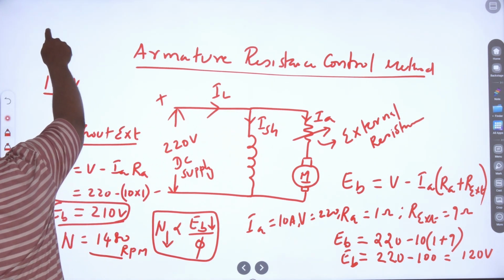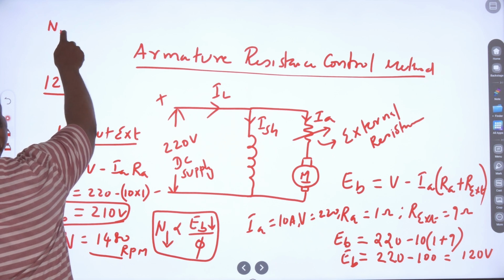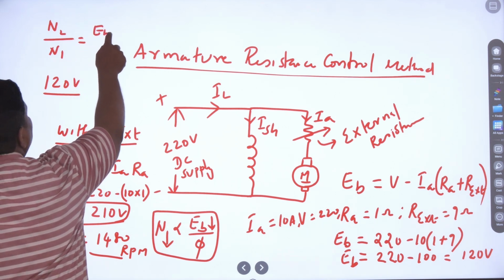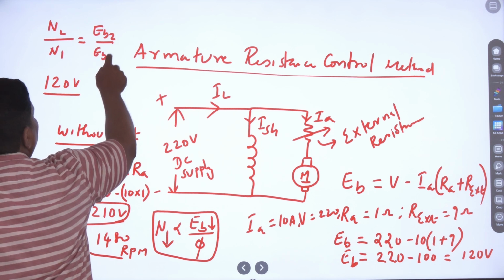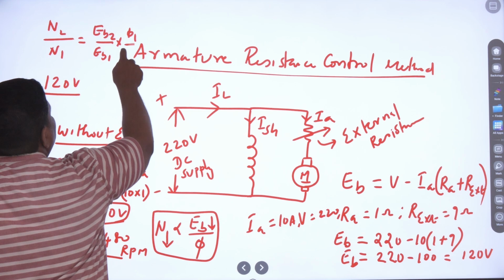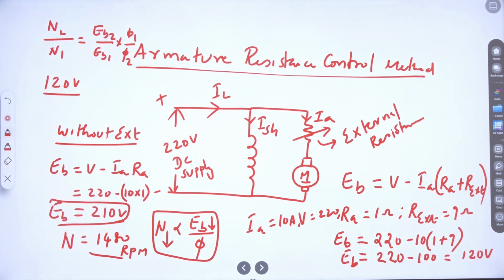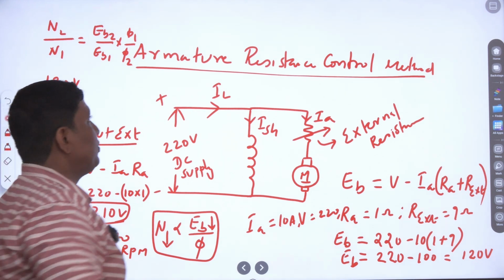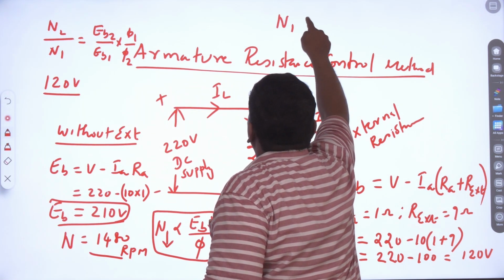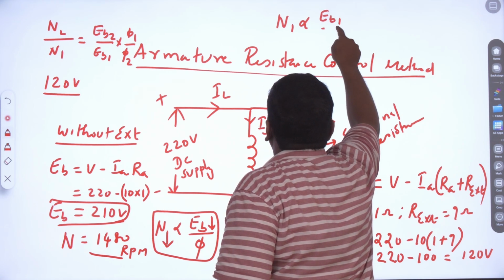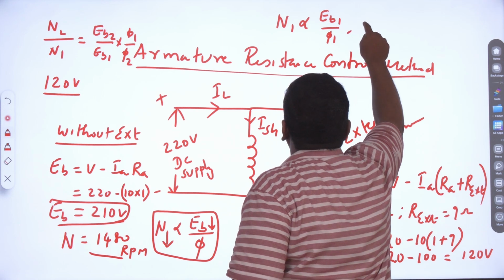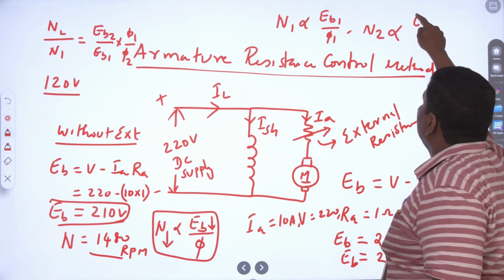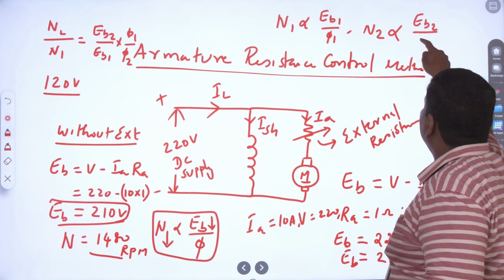Now what is the speed? N2 by N1 equal to EB2 divided by EB1 into phi1 divided by phi2. How do we get this equation? This is the common equation, N proportional to EB by phi, right? So first we assume N1 proportional to EB1 divided by phi1. Similarly, N2 proportional to EB2 divided by phi2.